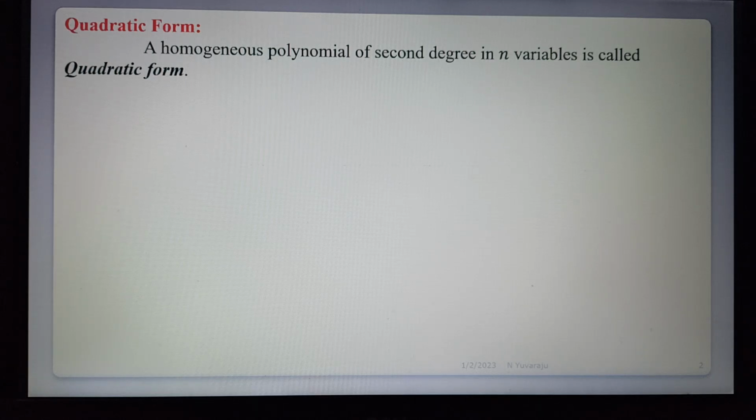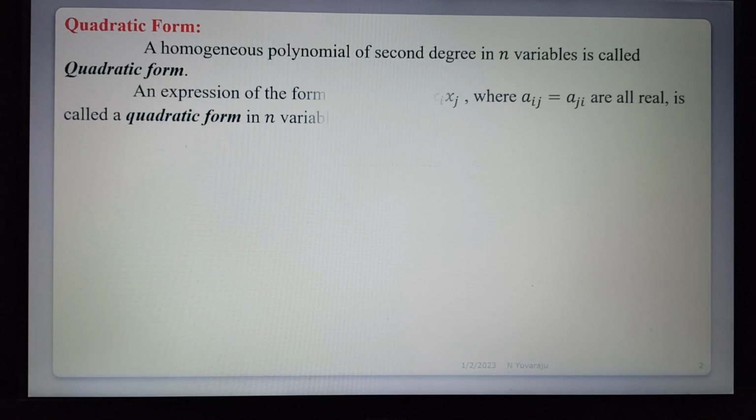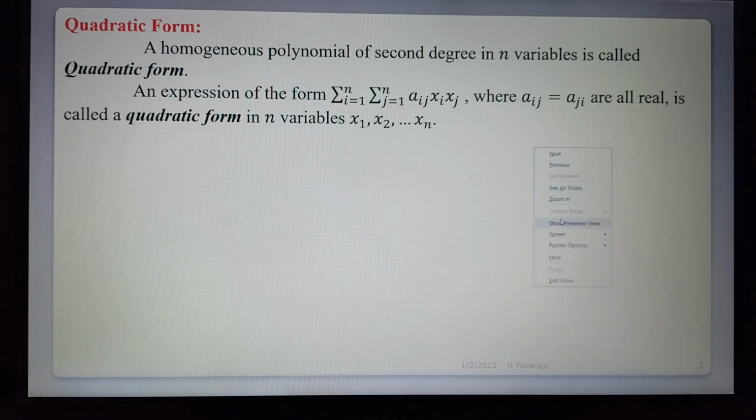Homogeneous means that in the polynomial, in every term the degree must be 2. That is called homogeneous. A second degree homogeneous polynomial in variables is called a quadratic form. See, here is another one: an expression of the form summation i equal to 1 to n, summation j equal to 1 to n, aij xi xj.